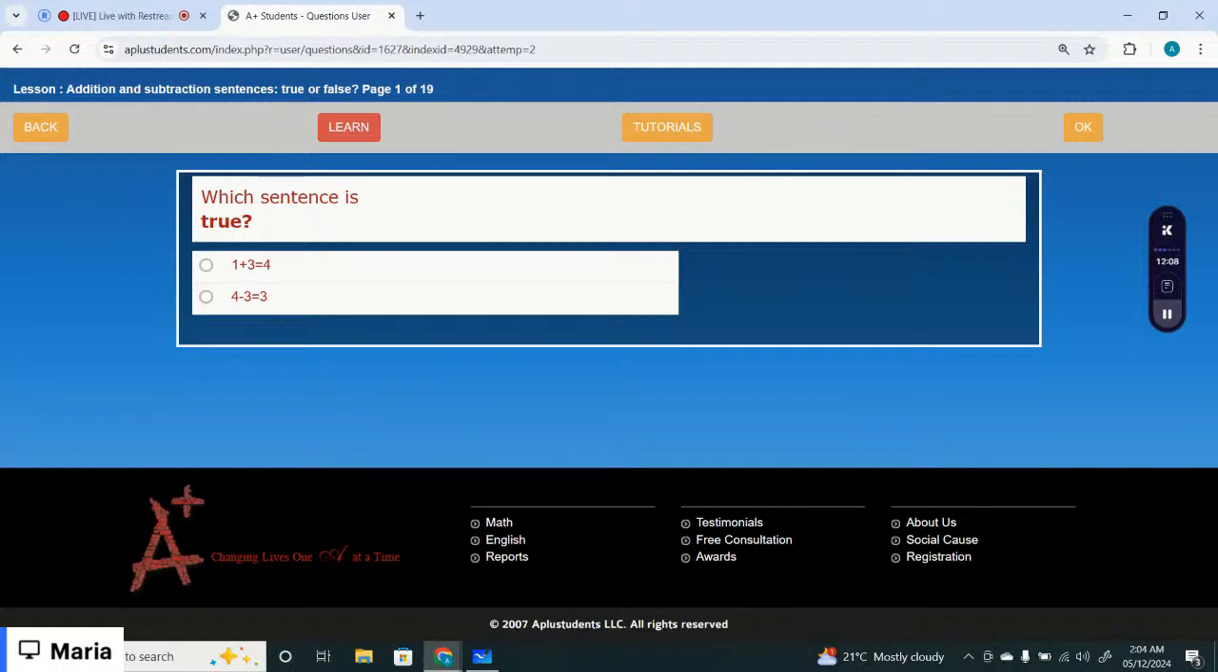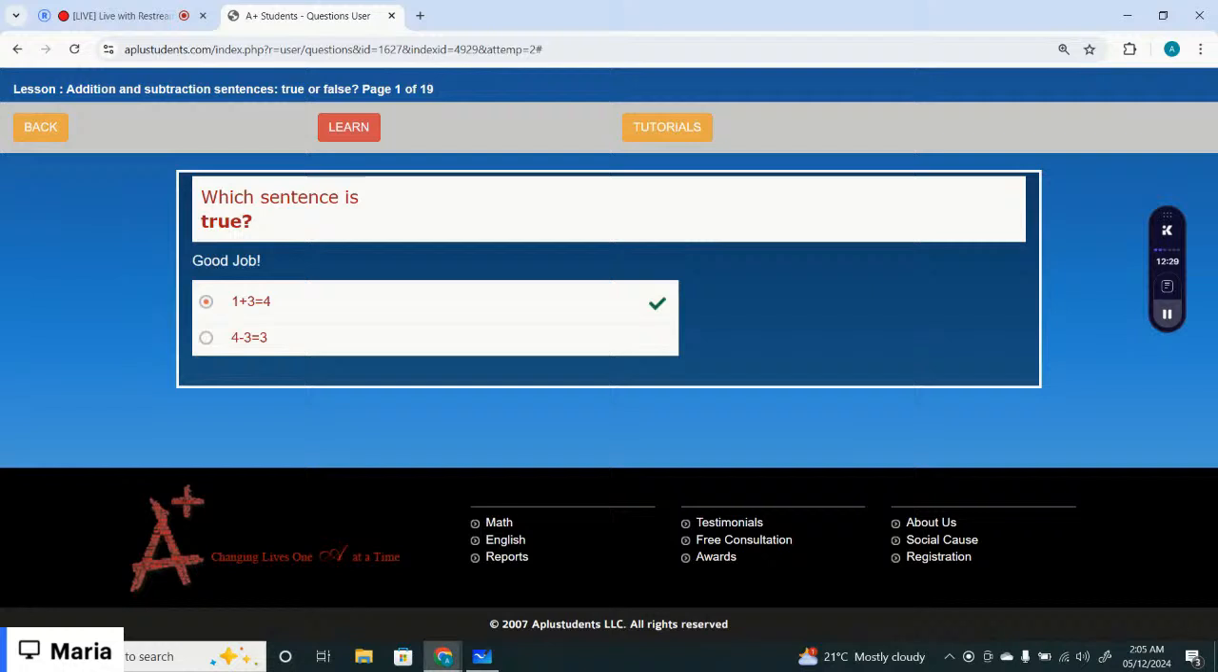One plus 3 equals 4 and 4 minus 3 is 3. So you have to see which one, when solved, has both sides exactly equal. So that is option number 1. When you add 1 plus 3 equals 4, but 4 minus 3 is 1, not 3. So option number 1 is the correct option.